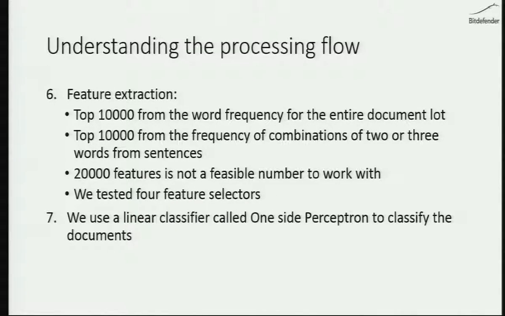And we got a 20,000 list, 20,000 features, and that is not a feasible number to work with, not when you work with large amounts of data, because the project itself was built to automate signing for large amounts of data. And of course, when working with linear classifiers and things like that, having a lot of features is not helpful. So we tested methods of filtering those features, and we have 4 feature selectors. And after we run all the information through them, the result is fed to the linear classifier that we called one-side perceptron.